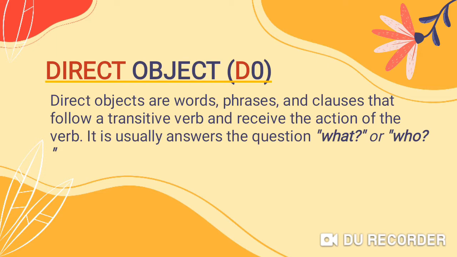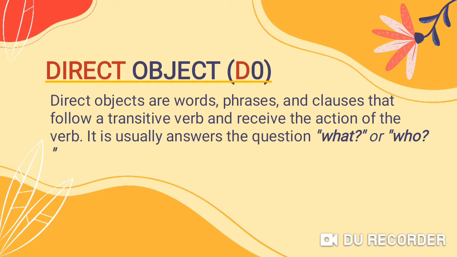A transitive verb is a verb that can take a direct object. In other words, the action of a transitive verb is done to someone or something. And we continue to the direct object. The direct object is the object of a verb that gives more information about a thing or a person that is being acted upon. In other words, the direct object is the receiver of the action.